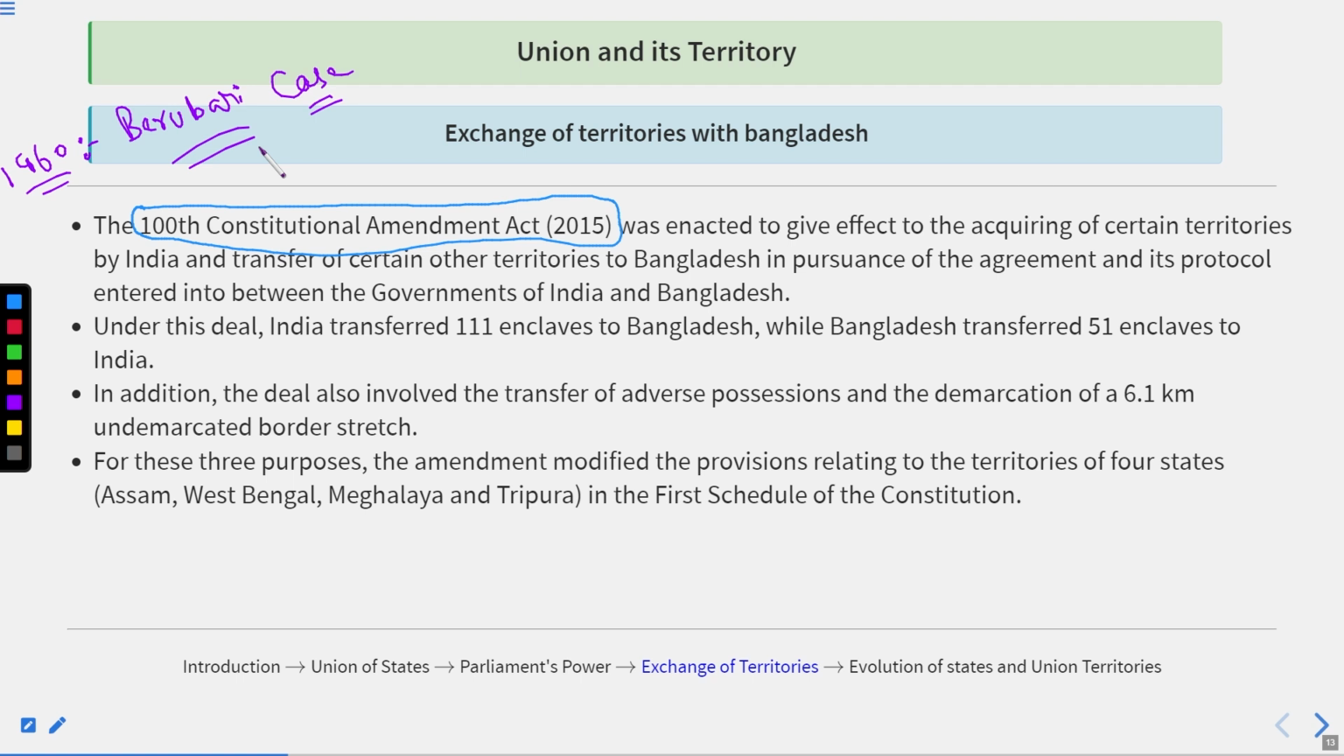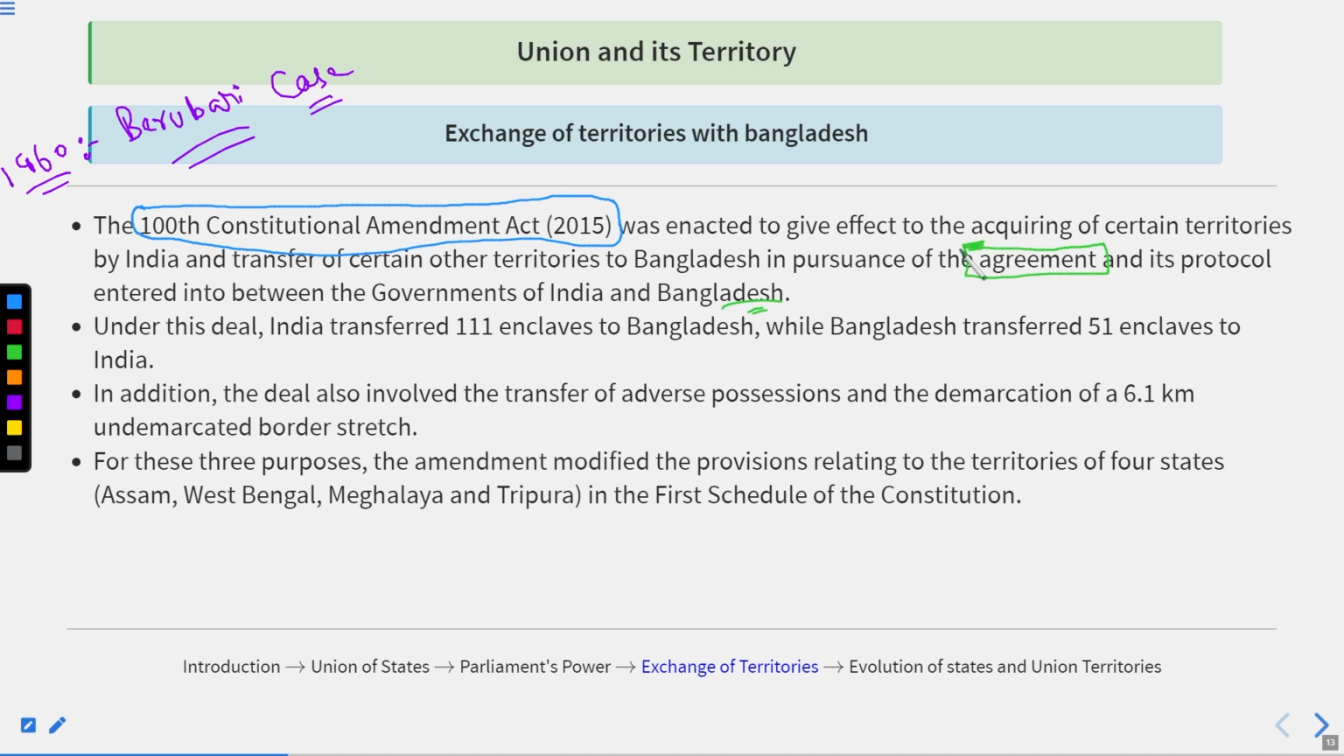So basically, when we exchange territories with Bangladesh, it means that when we have to cede some territories to Bangladesh, that's why we have to pass the 100th Constitutional Amendment Act 2015. That was enacted to give effect to the acquiring of certain territories by India and the transfer of certain other territories to Bangladesh in pursuance of the agreement and its protocol entered into by the government of India and Bangladesh. Remember, that was from the agreement.